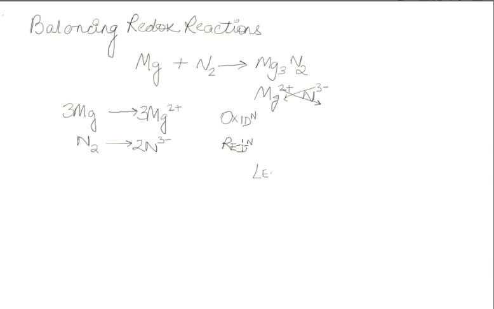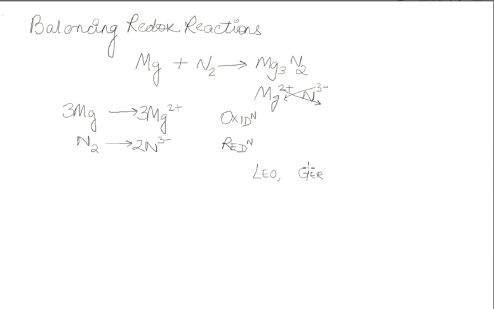Recall, LEO the lion says GER. So loss of electrons is oxidation, gain of electrons is reduction, and that is the reason why I have labeled them the way I did. Now, we have balanced out the atoms. Our next step is to balance the charge.